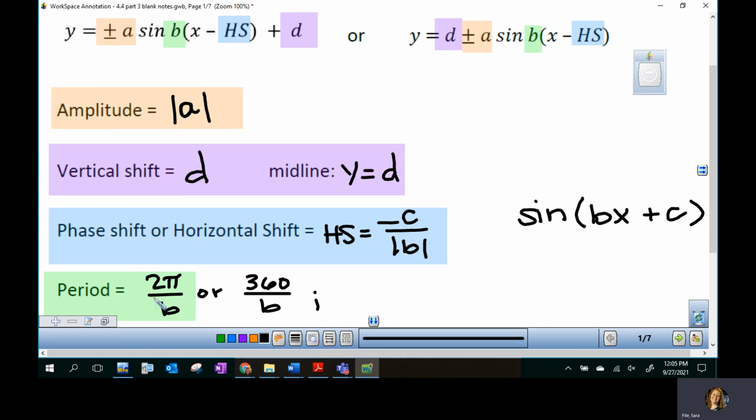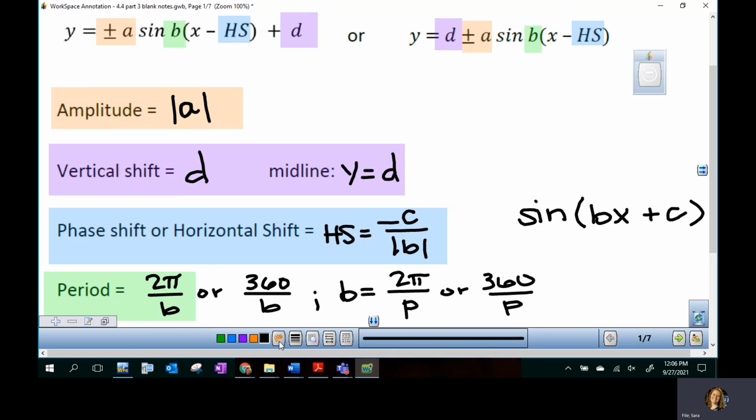So remember, if you work this backward and solve for b, b is 2 pi divided by the period as well. Okay, so it works in reverse as well. If I solve for b, I multiply the b over and then divide the period over. So the b and the period can switch spots depending on which one is given. Or of course, 360 divided by the period if you're in degrees.